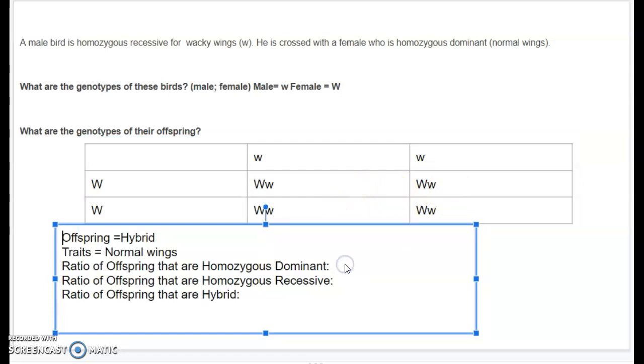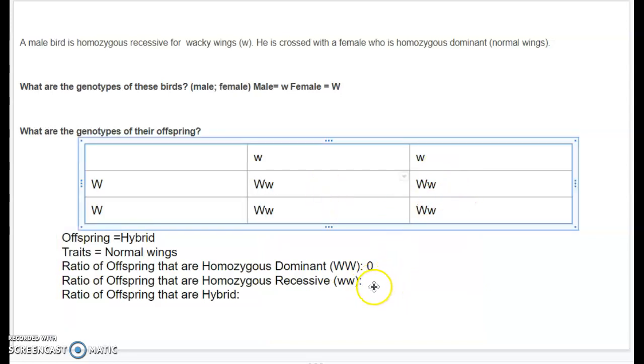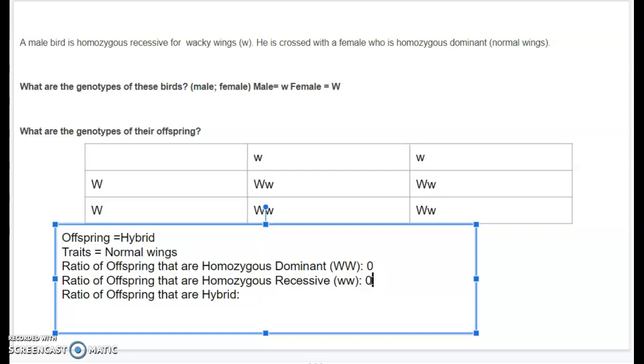So how many of these are homozygous dominant? The way they're homozygous dominant is they had to have 2 capital letters that are W. There are 0, because there is 0 out of 4. So we're going to put a 0. Now we're looking at our homozygous recessive. In order for them to be homozygous recessive, they would have to have the lowercase letters. As we can see in the 4 squares, we have, again, 0. So this would be 0.